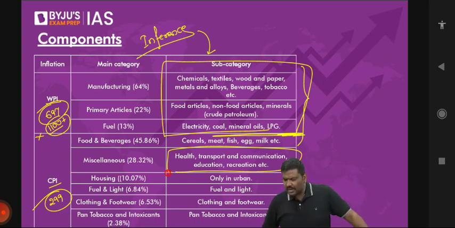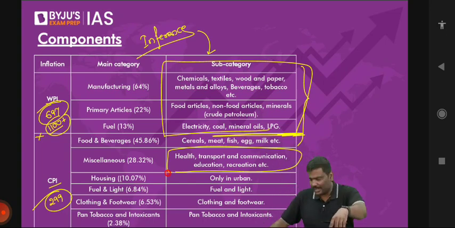In CPI, these are included. At what interval is CPI published? For every month, the CPI is published. I'm expecting CPI, WPI data to be published today. Keep on reading the newspaper. You'll come across that.